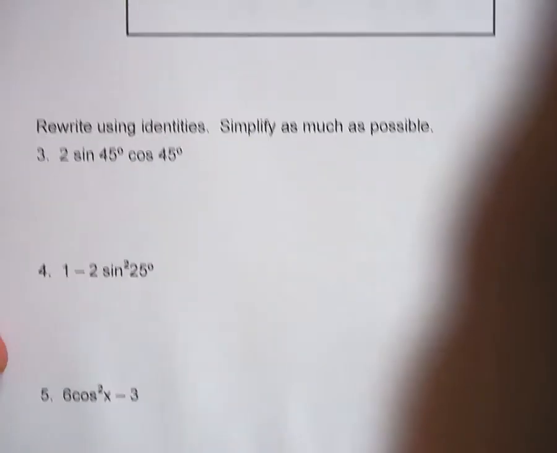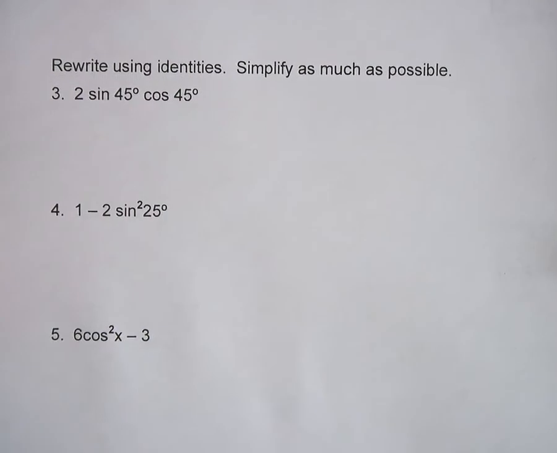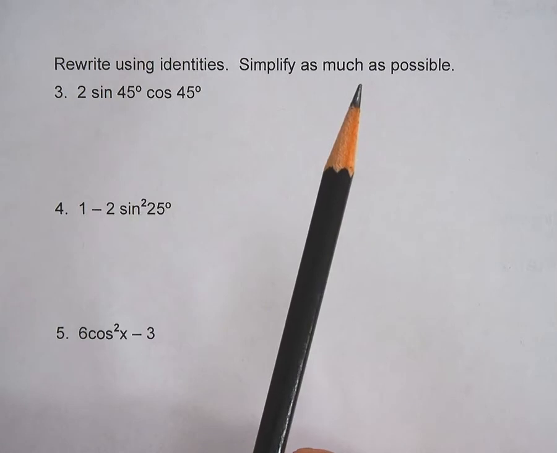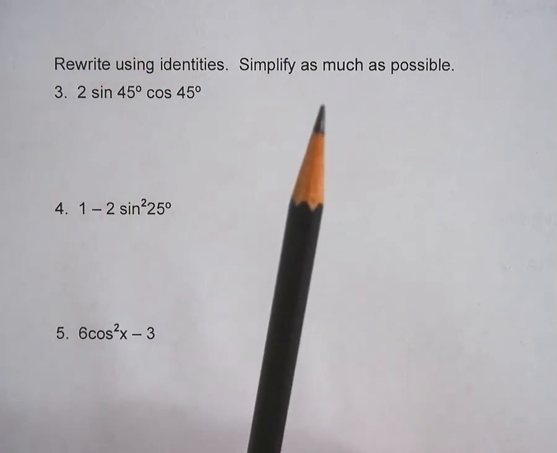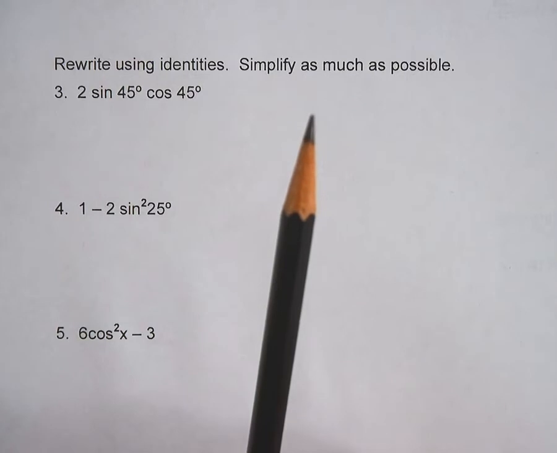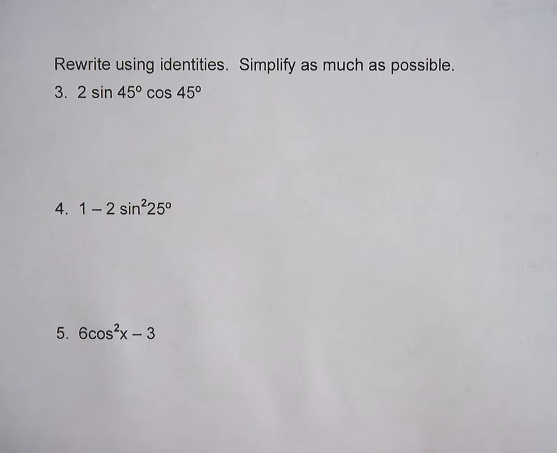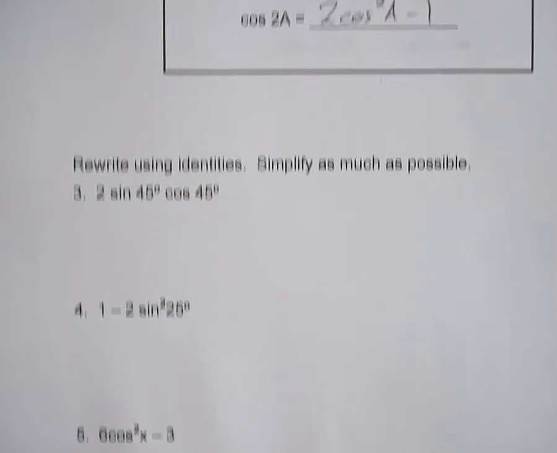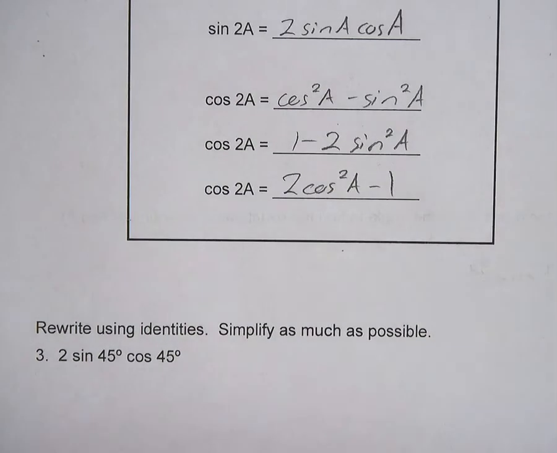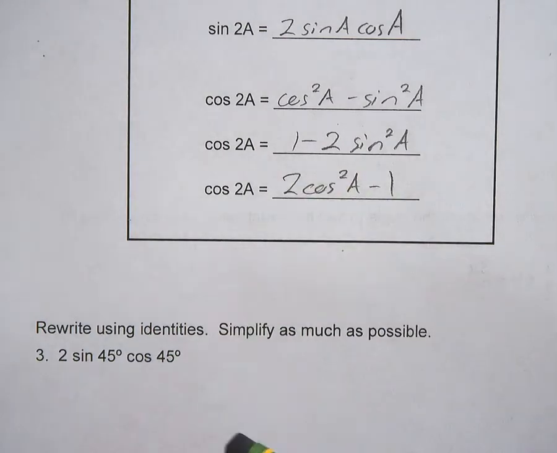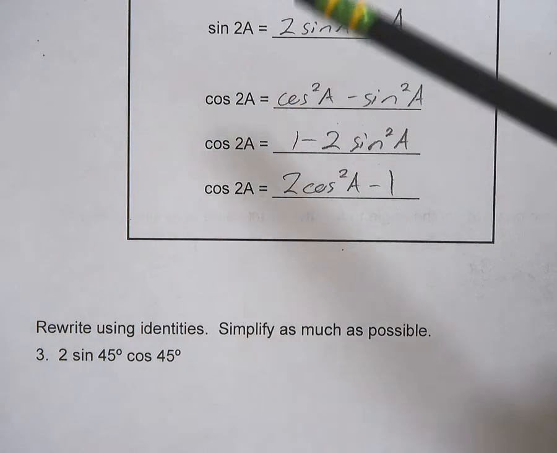First, we are to rewrite using identities and simplify as much as possible. See that, as much as possible, right there? That's the key to this. You are simplifying to the absolute most that you possibly can. So here's what I would do first. Look at number 3: 2 sine of 45, cosine of 45. Does that fit any of these up here? Well, it fits this guy right here, doesn't it?